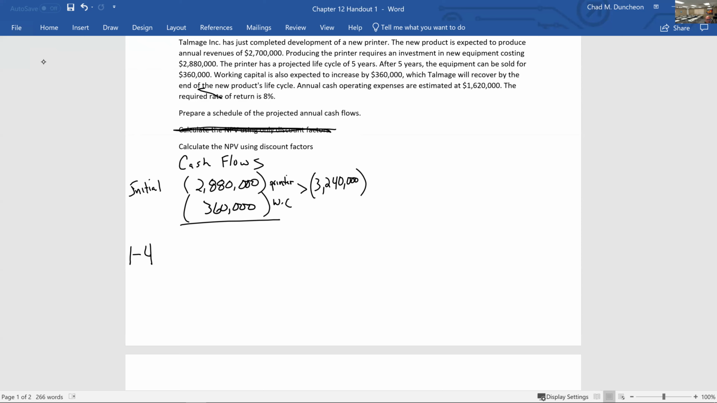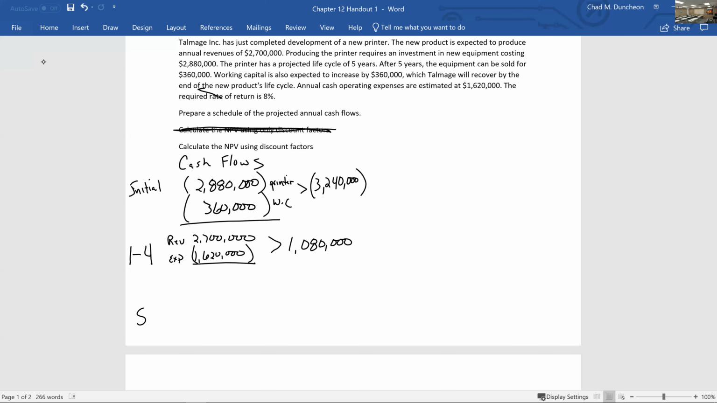At the end of years 1 through 4, okay, our cash flows are going to equal our income. So we have revenues, 2,700,000. We take out our expenses, 1.62 million. Okay, so it means in years 1 through 4, $1,080,000 at the end of each year is coming in.